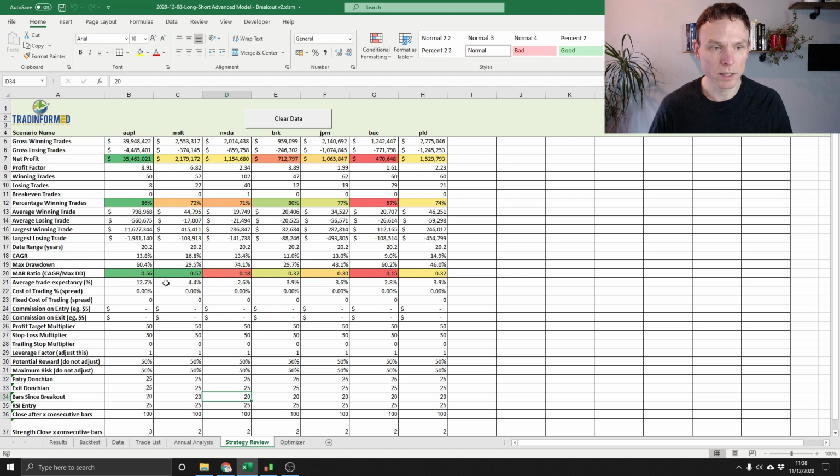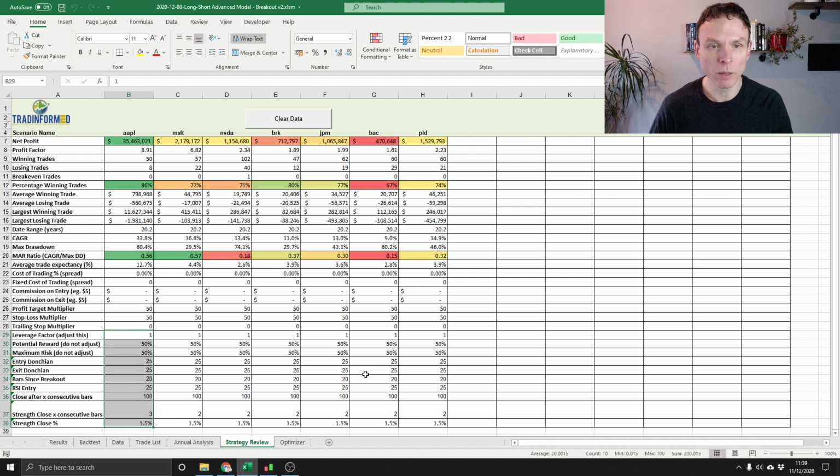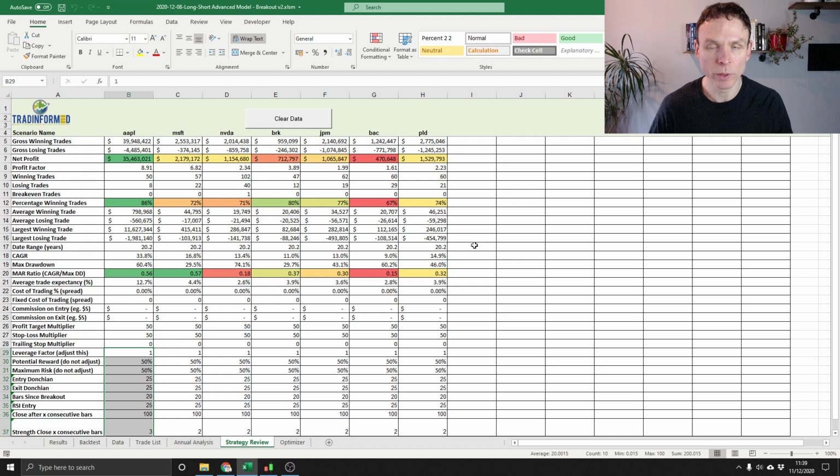Good percentage win rate. MAR ratio, we've got nothing spectacular here. Most of these are less than 0.5. MAR ratio measures the annual growth rate divided by the maximum drawdown. Average trade expectancy is pretty good, but we're holding these trades open for a while. We're averaging about 5%, although that average is strongly affected by Apple. Now we've got all the different settings that I have used here, so we can recreate any one of these trading strategies if we want to.